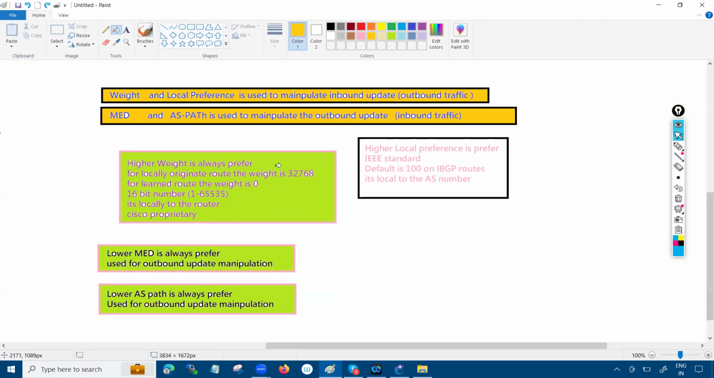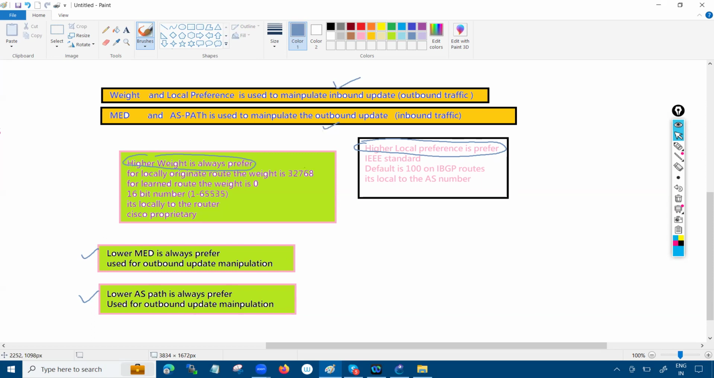So weight and local preference are always higher preferred, right? If you see over there, I mentioned this part always. Weight and local preference are always higher preferred. But if you have a look at the MED and AS path, they are always lower preferred, right? So these are the major attributes that we use to manipulate the path. For the incoming update, you can go with the weight and local preference. For the outgoing update, you can go with the MED and AS path.